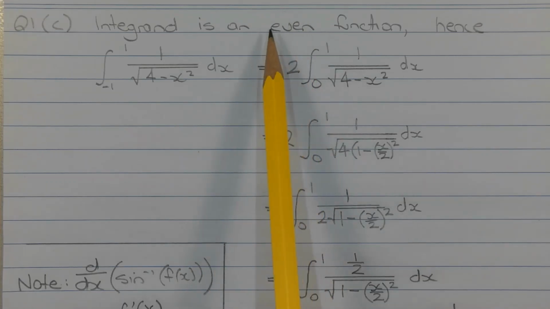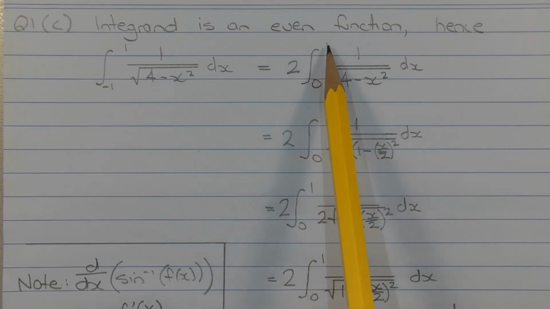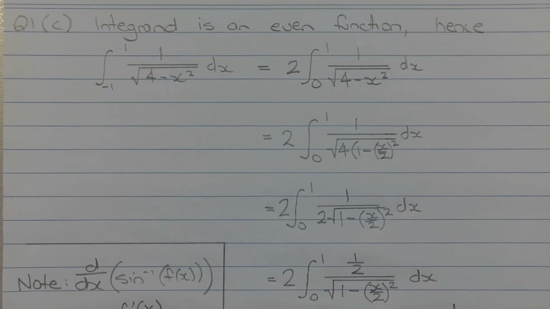Now recall that an even function is a function that is symmetrical in the y-axis. So the y-axis is a type of mirror. So you only have to integrate half of it and then double that result. And that's why we have the 2 here, and we integrate from 0 to the upper limit of 1 in this case. Now looking at the integrand, we have 1 over the square root of 4 minus x squared.